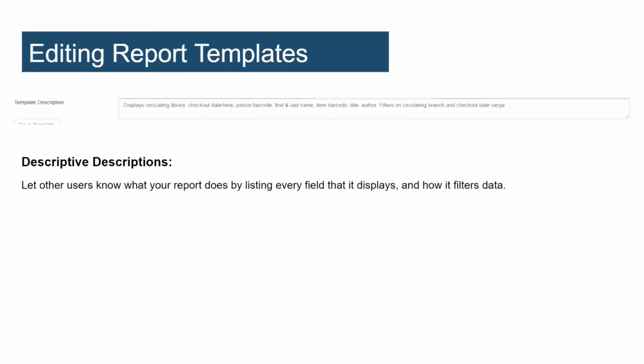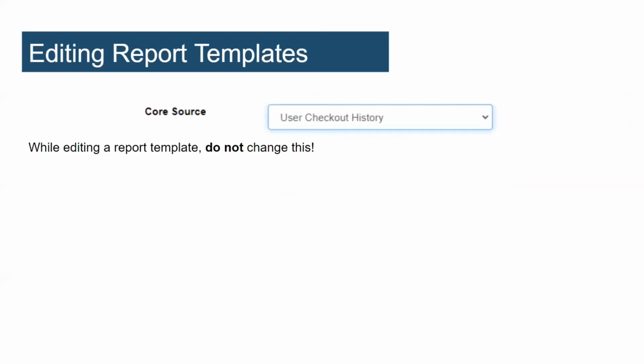So next you have the template description. And like the template name, you want to keep in mind how other users will be viewing your work. We suggest that you list every field that the output will display and how that data will be filtered. Below that is your core source. This is the primary source of data in your report. Any other sources of data that are used must be connected in some way to the core source of this template. For editing a report template, you should absolutely not change this.